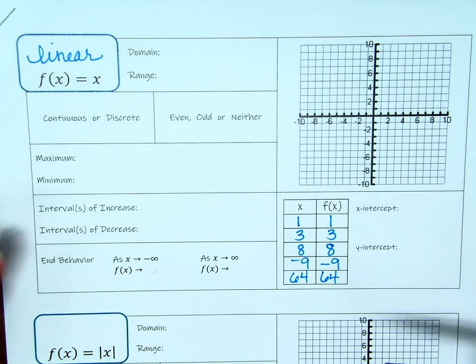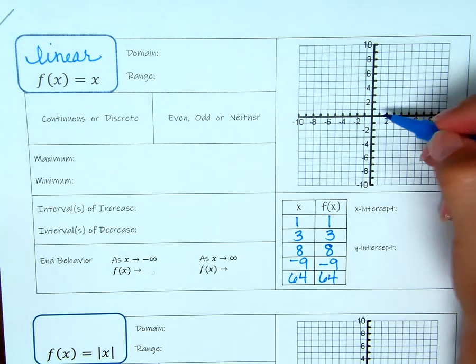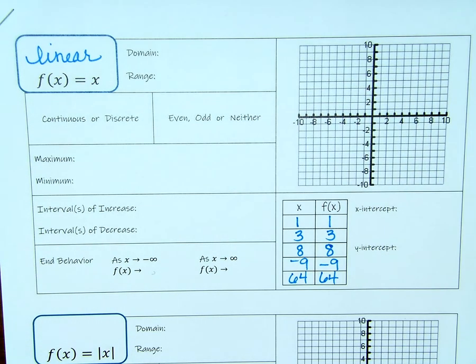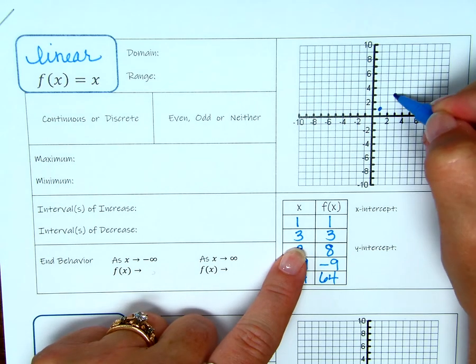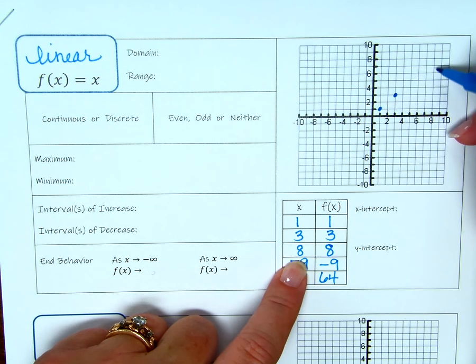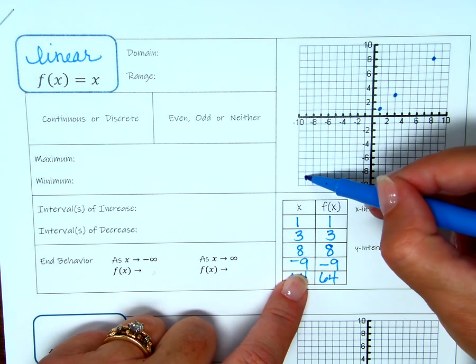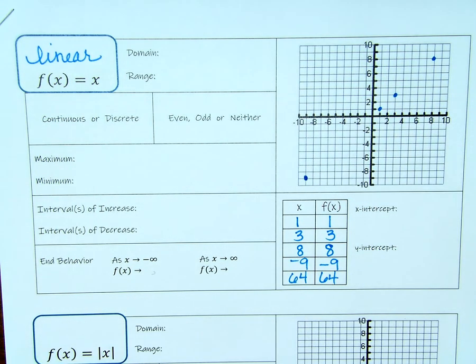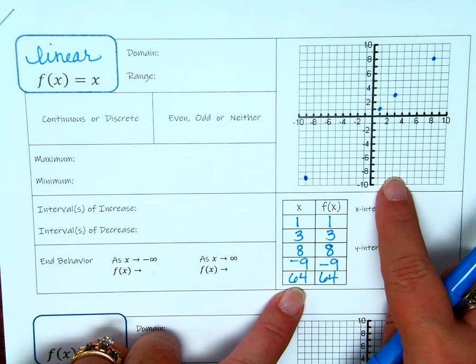Good job. Okay? Let's go ahead and graph these points up here on our graph. If x is 1, oh, I got to get my glasses on. If x is 1, y is 1. If x is 3, y is 3. If x is 8, y is 8. And if x is negative 9, y is negative 9. If x is 64, is this one right? It is, right? But it just doesn't fit on my graph, right?